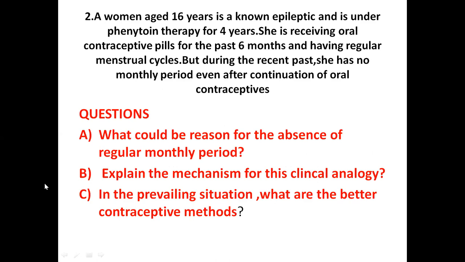Now coming to the second question. A woman aged 16 years is a known epileptic and is under phenytoin therapy for 4 years. She is receiving oral contraceptive pills for the past 6 months and is having regular menstrual cycles.